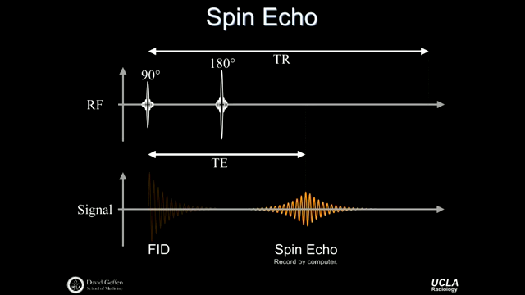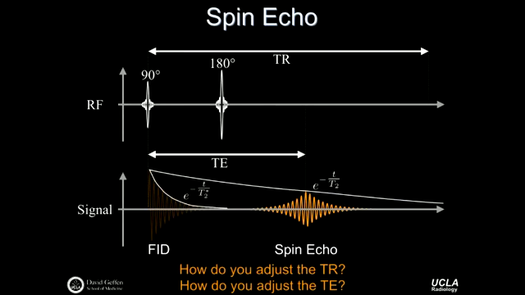We've talked about the TR before. The TR is just how frequently we repeat the excitation pulse, in this case the 90 pulse. And the TE is just how much time elapses from the excitation pulse to the formation of the echo. And we'll need to use both of these times when we work on the board today.